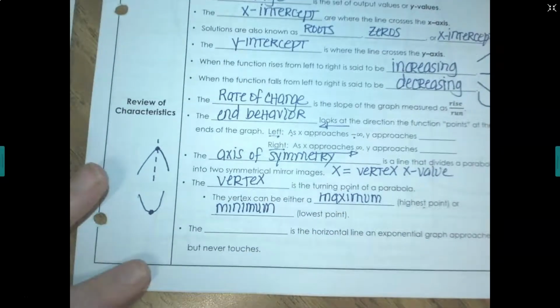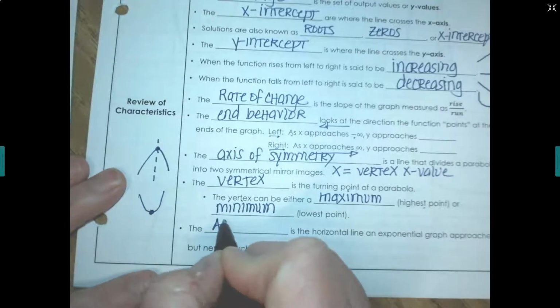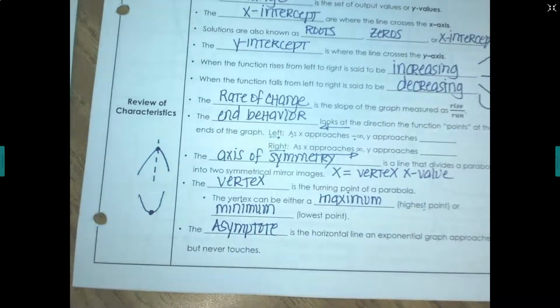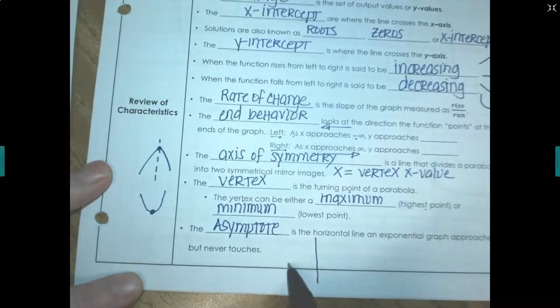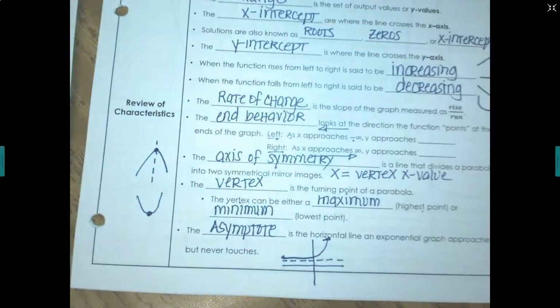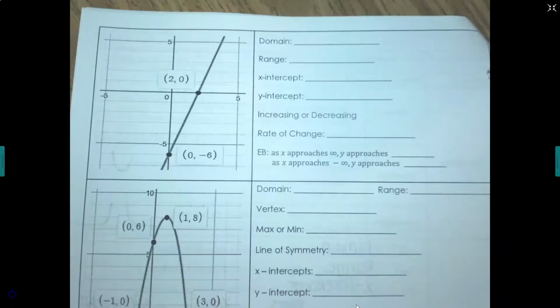And then the final one, the asymptote, is the horizontal line an exponential graph approaches but never ever touches. So you would have an asymptote that would be horizontal, and on one side your exponential function will be really close to it but never touch it, and then on the other side it will be moving away from it. All right, let's review what these look like when we're actually looking at a graph.